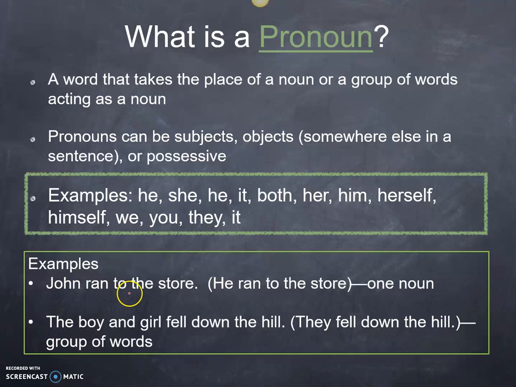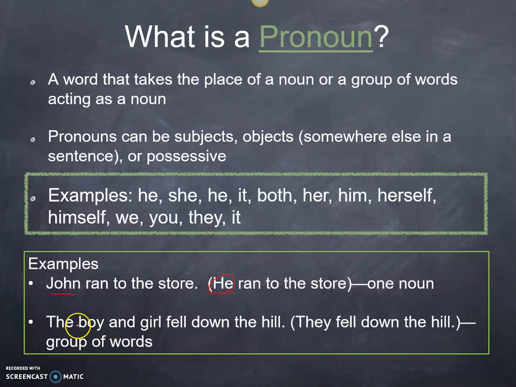So let's look at a couple sentences here. John ran to the store. He ran to the store. Okay, so in this sentence, our subject is John. We can also use the word he to refer to John. So maybe we say, John ran to the store, he got milk. Okay, we already know that we're talking about John, so then we can start using the pronoun he.